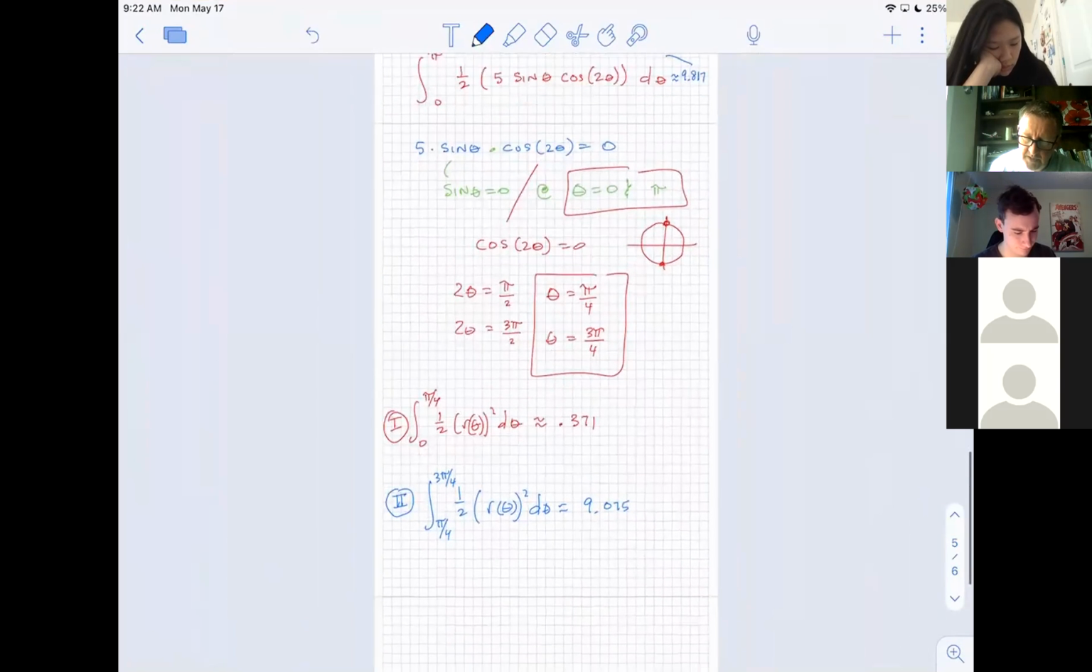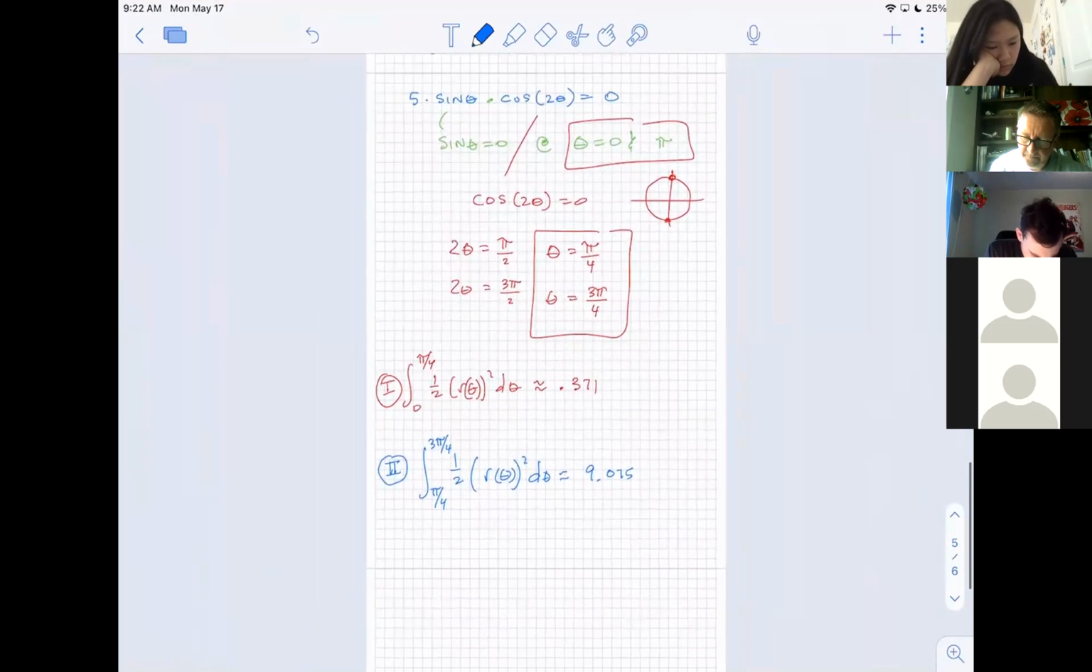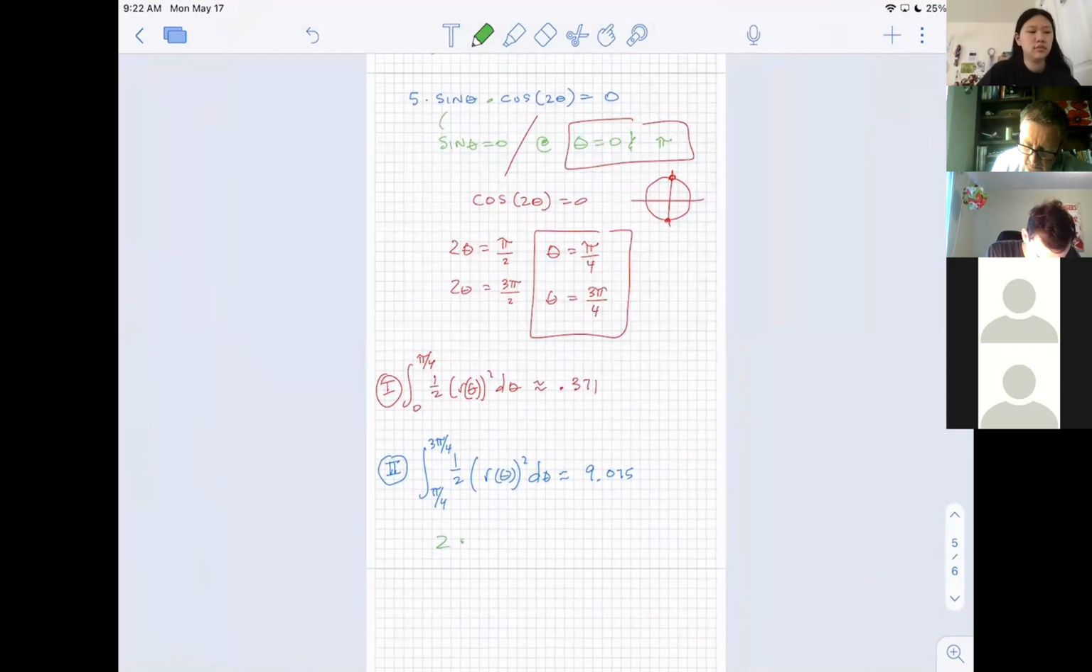So the question is, did that give us the same exact answer? If I take 2 times 0.371 and add that to 9.075, I get the same exact answer, don't I? We got a second ago.